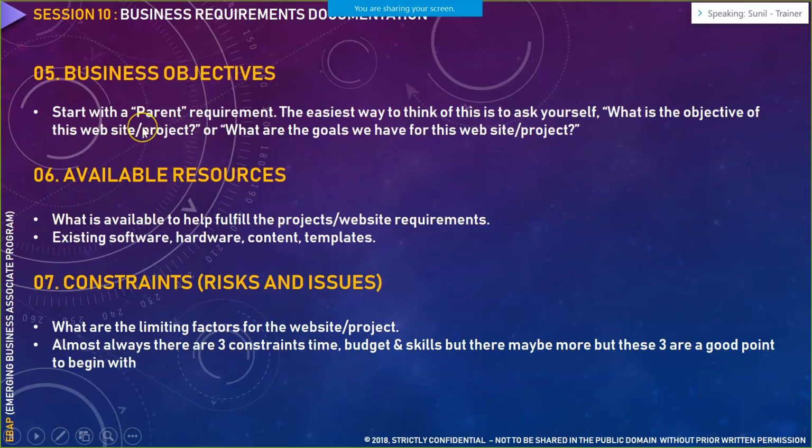Now the fifth element is your business objective, like starting with a parent requirement. Then the easiest way to think of this is to ask yourself, so what is the objective of the website? So whatever the business objective they have, you have to document it, like we have seen in our business case. Then what are the available resources, whether for the project website requirement, what are the softwares that are available, how many license copies we would be needing, hardware, then templates, content, any physical resource or digital resource that are needed for that particular project, you would be highlighting in this section.